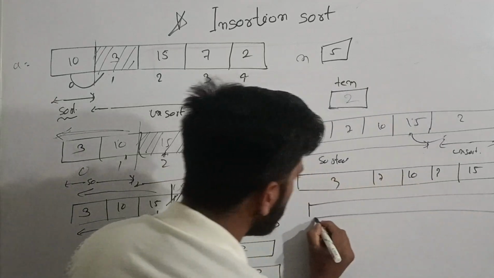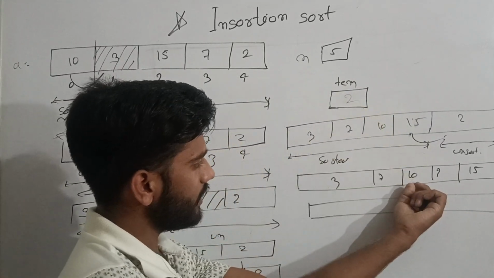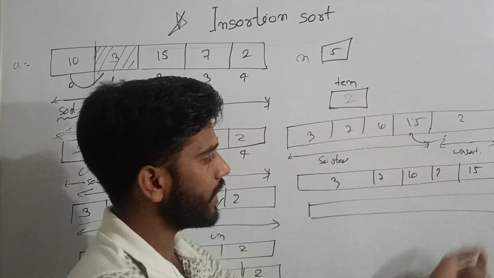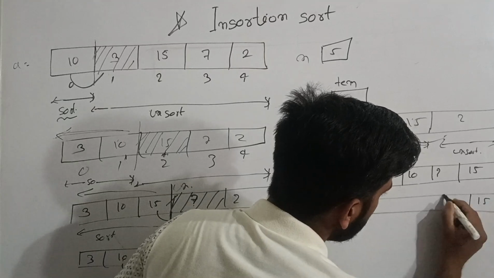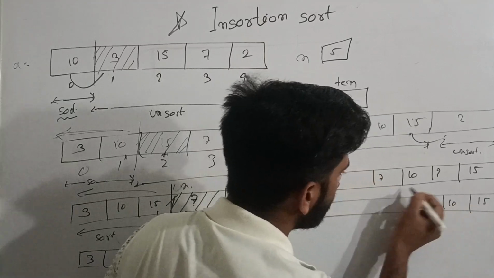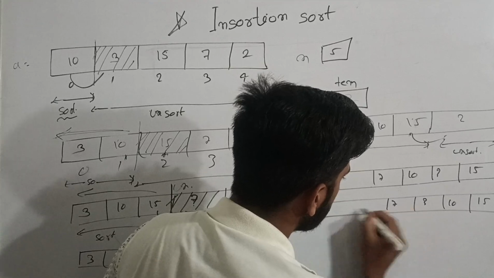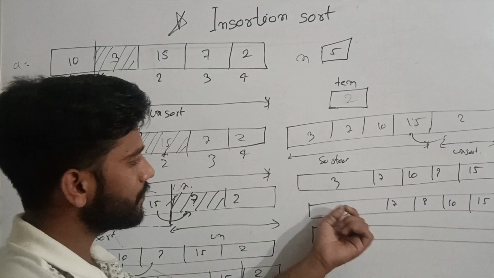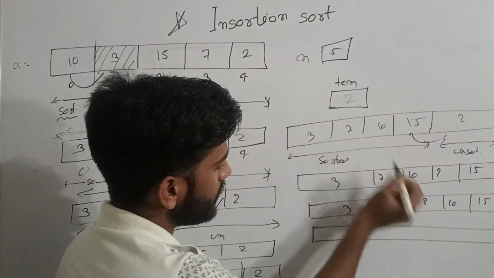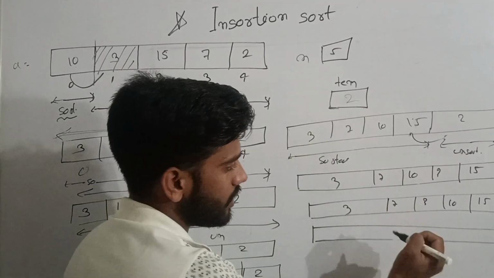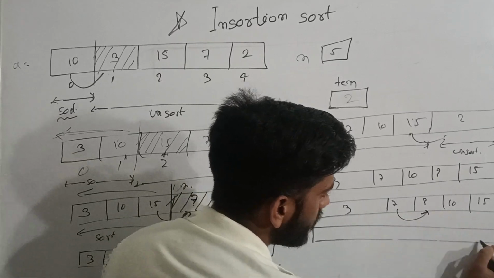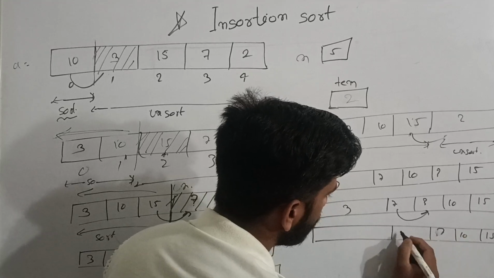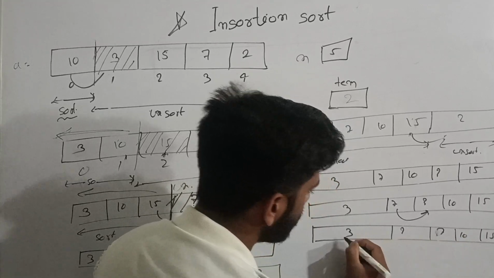Now again it repeats and checks: 10 is greater than 2. Again it will be shifted. Here is 15 and 10, here is a question mark, and 7 and 3. Again check: 7 is greater than 2. Yes, then 7 will be shifted here, so 15, 10, and here will be 7, and here is a question mark, here is 3.